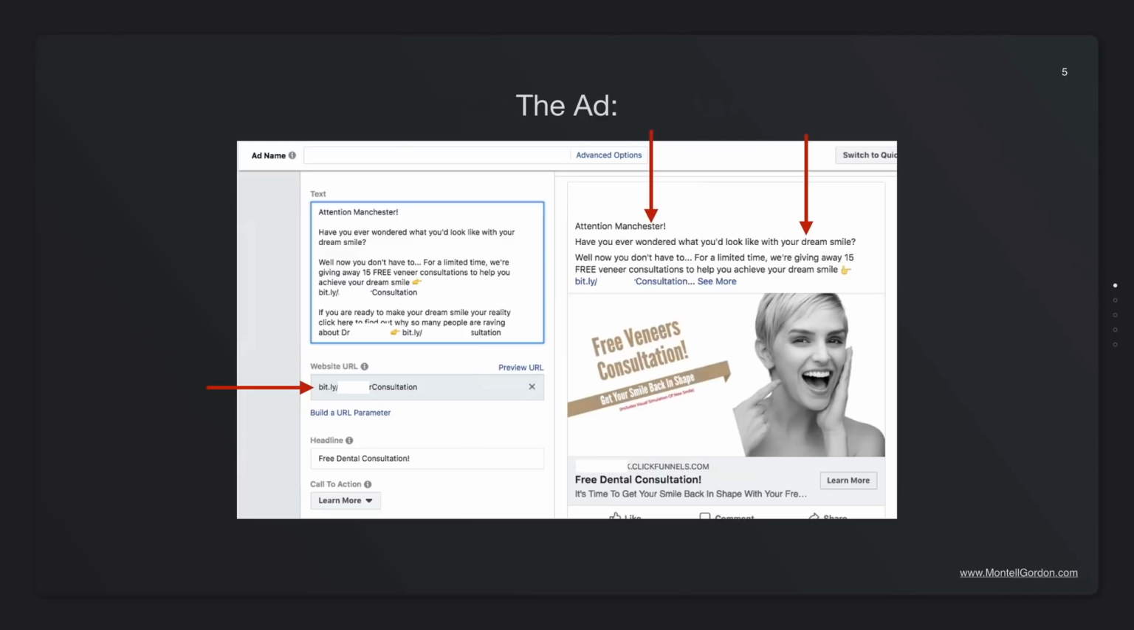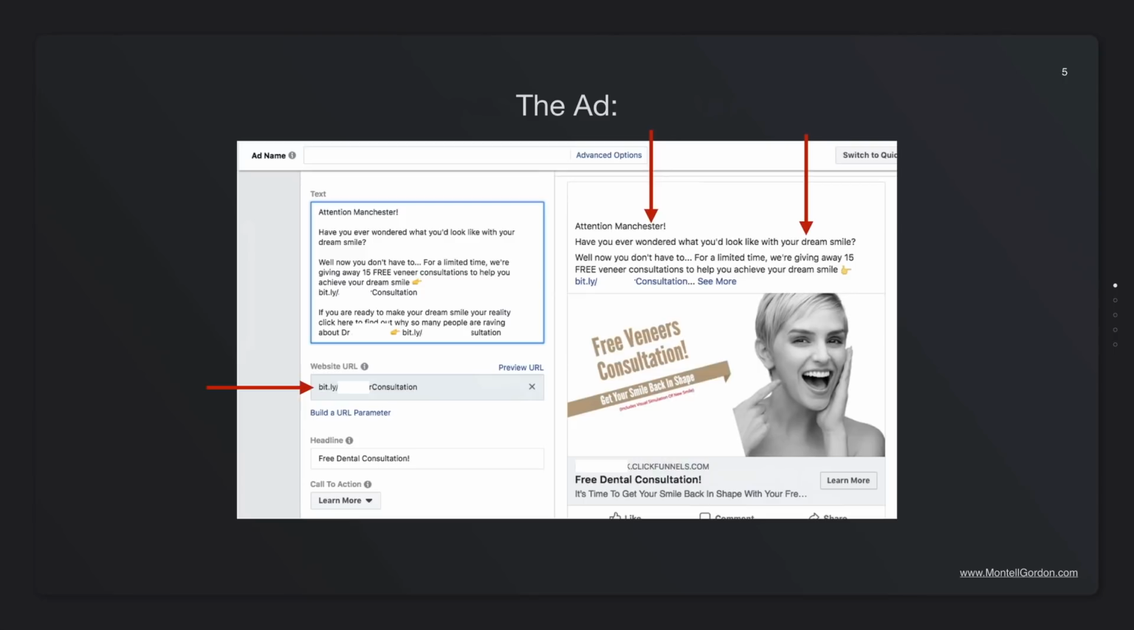So moving on, I said, "If you are ready to make your dream smile a reality, click here to find out why so many people are raving about Dr." And I can't say the name because we agreed that we wouldn't share any of their information. I don't want to get into any legal trouble here. So let's just say they were called Dr. Benson. So, "If you are ready to make your dream smile a reality, click here to find out why so many people are raving about Dr. Benson." Again, I also include the link twice because that increases your click-through rate.